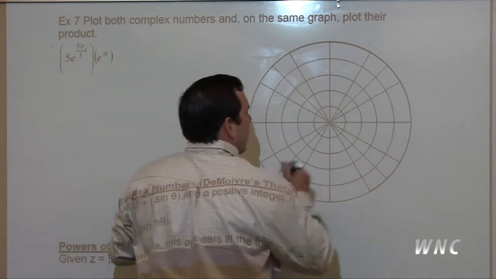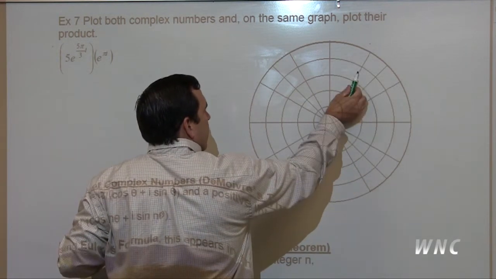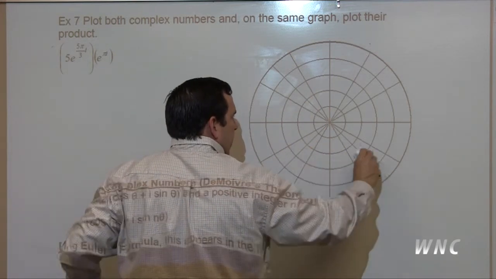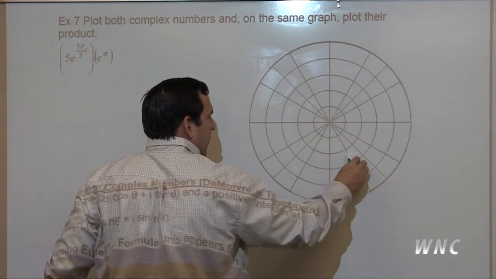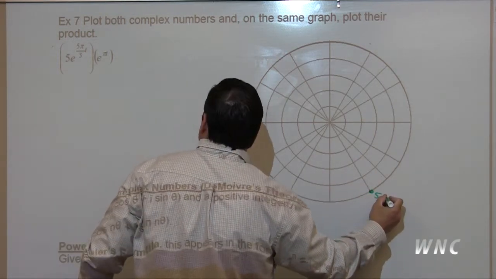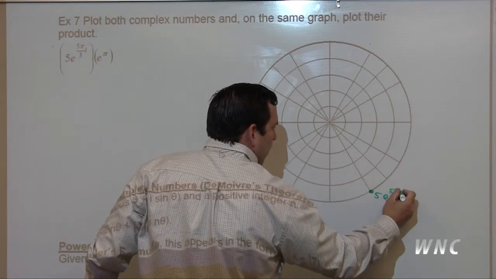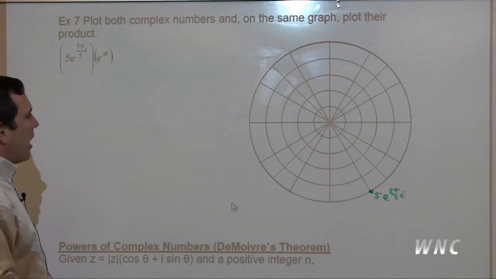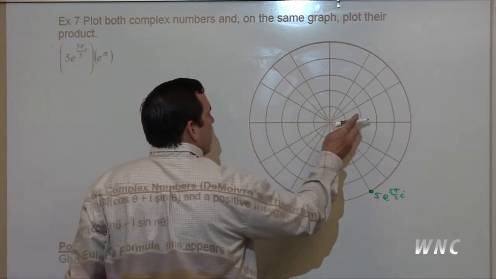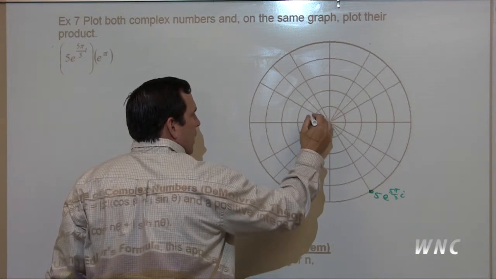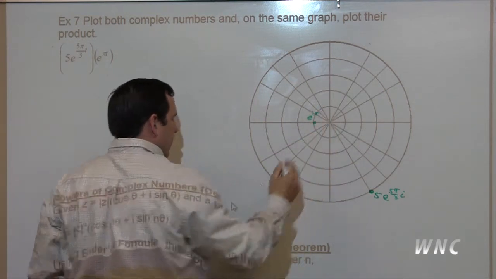Let's see, 5 pi over 3: this is pi over 3, 2 pi over 3, 4 pi over 3, and 5 pi over 3 is here. This is 4 pi over 3. 5 pi over 3 is here, and it's 5. There's 5 e to the 5 pi over 3 i. And then e to the pi i. So that means the radius is 1. Pi is over here. There you go, e to the i pi.